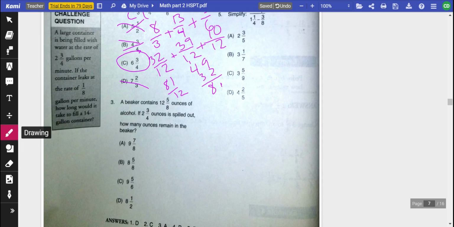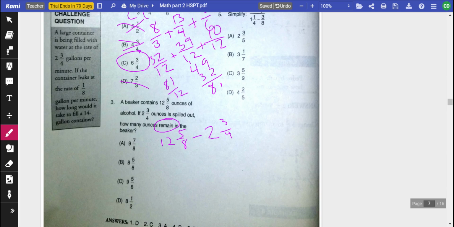A beaker contains 12 and 5/8 ounces of alcohol. If 2 and 3/4 ounces is spilled out, how many ounces remain in the beaker? What remains? That means subtraction. So we're doing 12 and 5/8 minus 2 and 3/4.